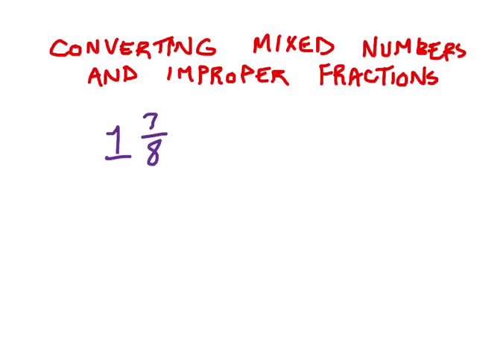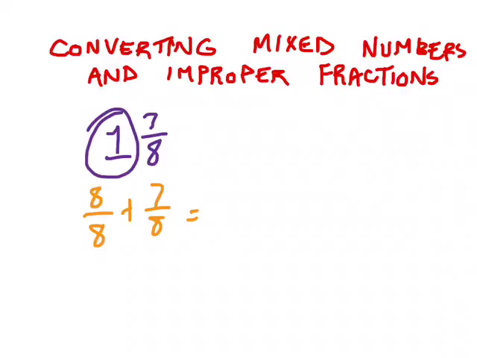I could think of this the same way. In the same way, because the denominator that I'm looking at is 8, it makes sense to think of this whole as being 8/8. I have 8 pieces out of 8 possible pieces, and then I have 7/8 as a fraction. If I combine those together, I end up with 15/8, and that's my improper fraction version of that.